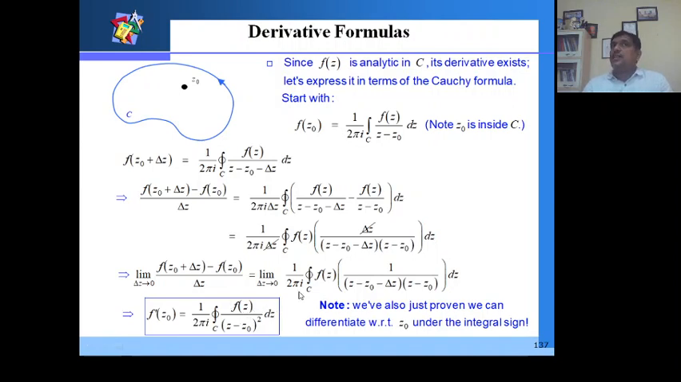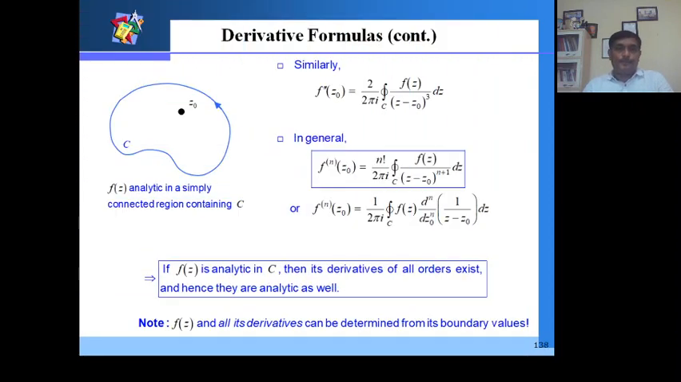1 into 2 means that is 2 factorial. The second derivative becomes 2 factorial divided by 2 pi i, integral over C of f(z) divided by (z minus z naught) the whole cube. In general, we can write f^n(z naught) is equal to n factorial divided by 2 pi i into integral over C of f(z) divided by (z minus z naught) to the power of n plus 1 into dz. That is the general derivative formula of Cauchy's integral.